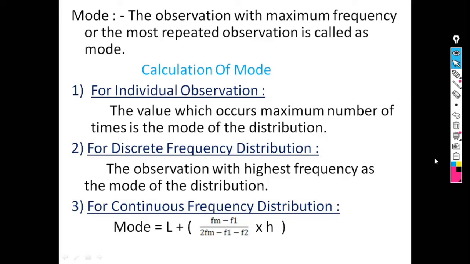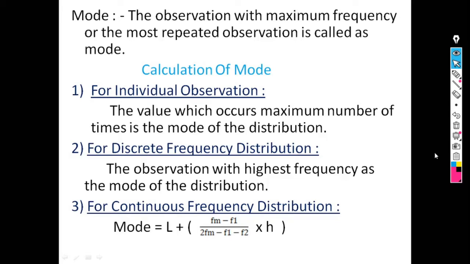Then for a discrete frequency distribution, that is single observations along with frequency, mode is the observation with the highest frequency. Means the observation which has the highest frequency is the mode of the distribution. Then the last one is for a continuous frequency distribution. First we have to define our modal class. Modal class is the class interval which has the highest frequency.